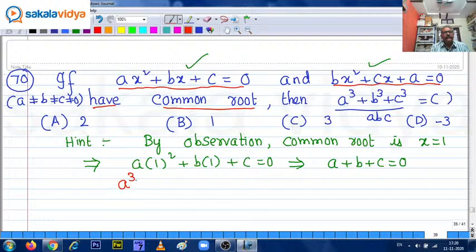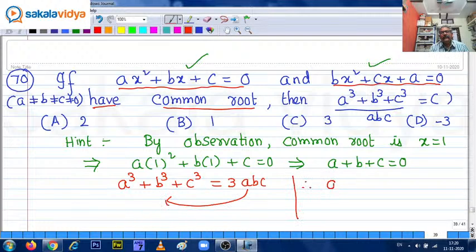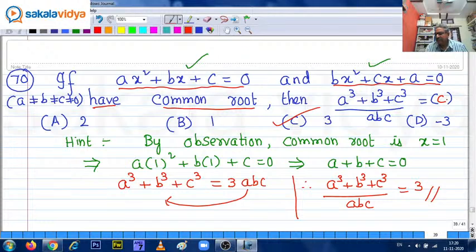A cube plus b cube plus c cube. Please remember, a cube plus b cube plus c cube is equal to 3abc. Take abc to this side. So therefore we get a cube plus b cube plus c cube upon abc equal to 3. A constant you will get. Option C is the right option.